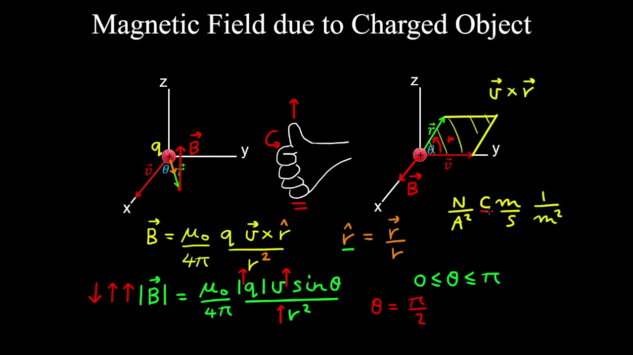So coulombs per second is amps. So one of these amps will cancel with this one, and meter cancels with meter. So what we get is Newton per ampere meter, using standard international units. And 1 Newton per ampere meter is 1 Tesla, denoted T.